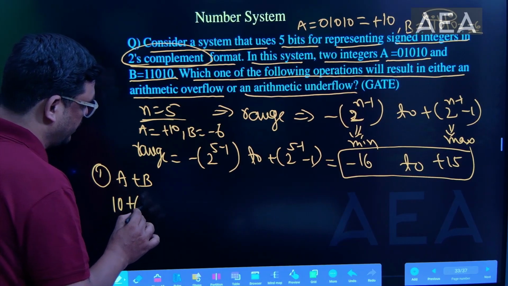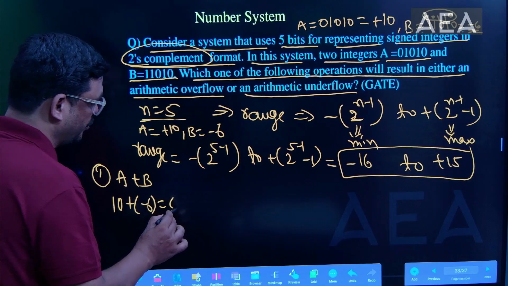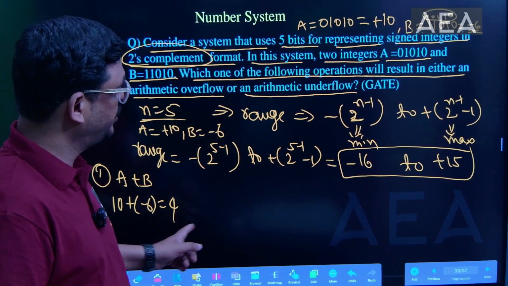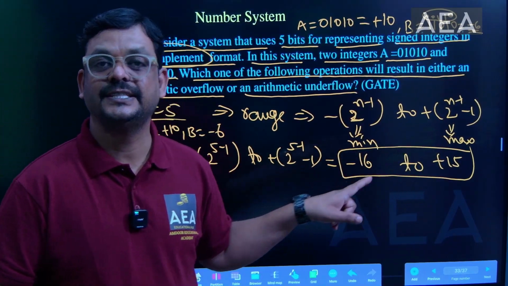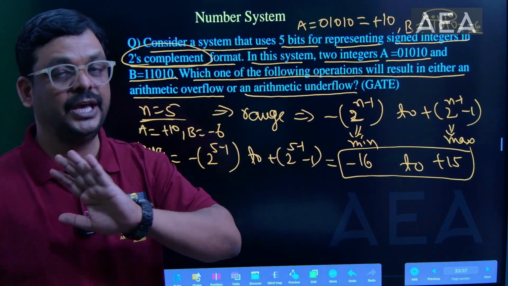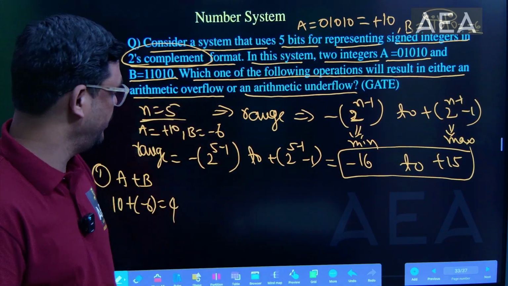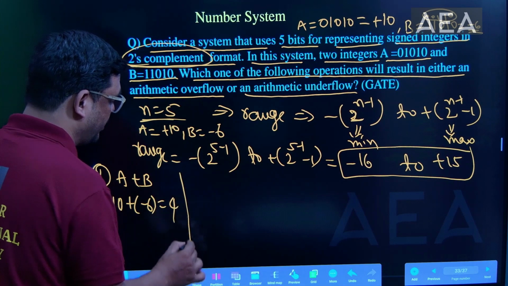10 plus minus 6 is equal to 4. See, this 4 is defined within this range, so it does not give the overflow condition or underflow condition. Now the second combination I'm taking.